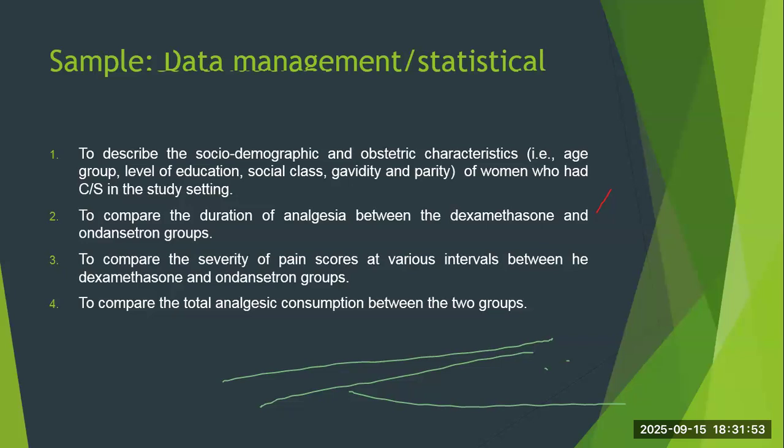Then he wants to compare the duration of analgesia between those in the dexamethasone group and the ondansetron group. Because duration of analgesia is a number, it can be 10 hours, 20 hours, 30 hours, you will say that comparison of duration of analgesia between the dexamethasone and the ondansetron group will be done using independent t-test or Mann-Whitney U-test as appropriate. If the duration eventually turns out to be normally distributed, then we use independent t-test. But if it turns out not to be, we use Mann-Whitney. That's how to write in a proposal.